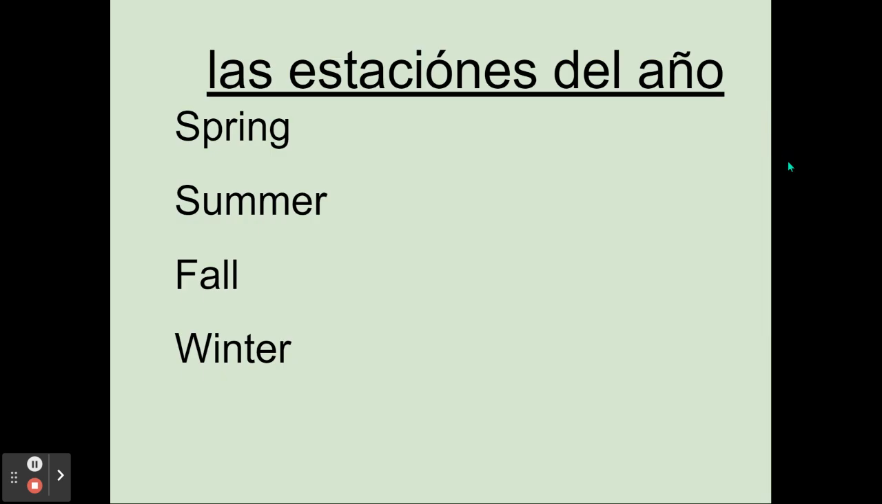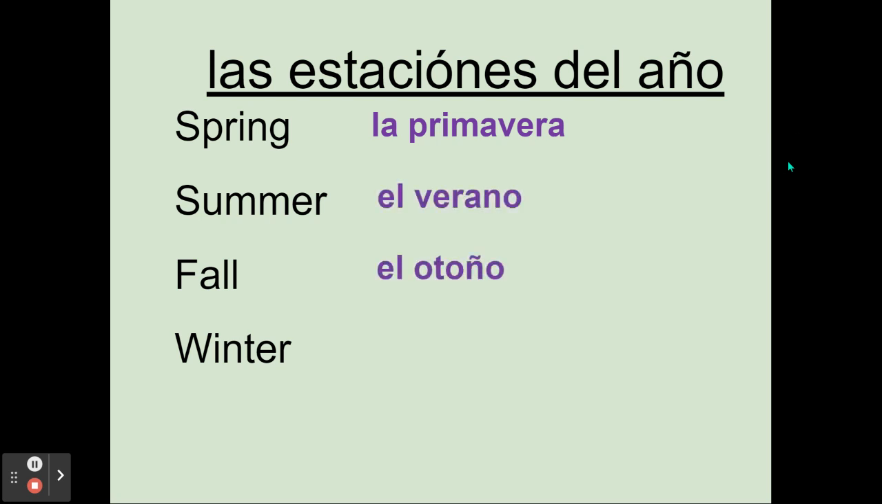And here are las estaciones del año: la primavera, el verano, el otoño, el invierno. So you notice that they're lowercase, there's one accent, and they all have la or el in front of them, different than the days and the months.